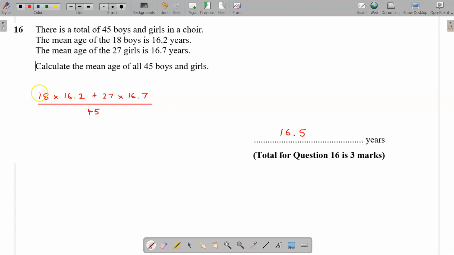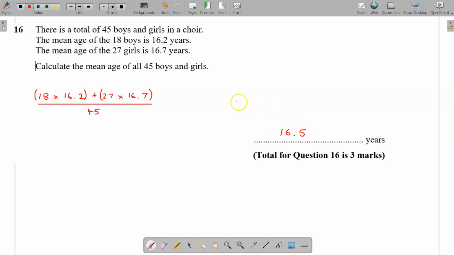Now, you don't need to put these brackets in here, but you can if you want, just to make it clearer to yourself. What you must not do is add together 16.2 and 16.7 and halve it, because that will give you a different answer. It gives you 16.45, and if you then rounded it, you would get 16.5, but it's wrong. And if the answer appeared on its own without any working, you would get 0 marks. So you've got to have evidence of how you got your answer.